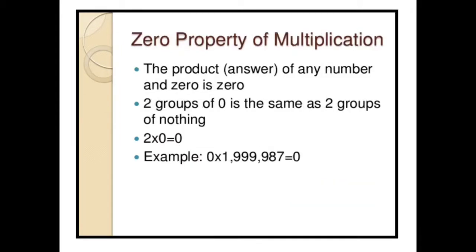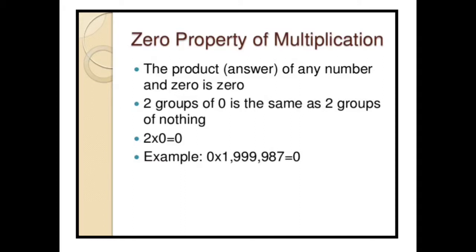Second property, zero property of multiplication. The product of any number and zero is always zero. It means when a number is multiplied by zero, the product is zero. So you know what the product is? I told you when I started the chapter, what is the product? The result of multiplication is called the product. Okay?